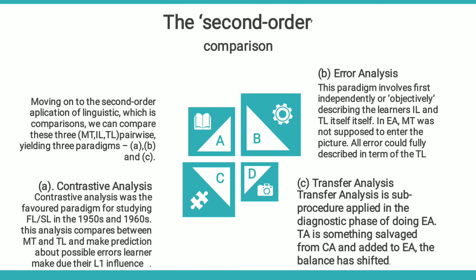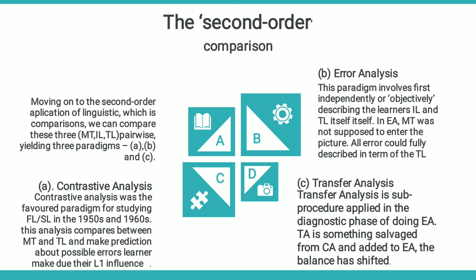The second order is comparison. Moving on to the second order application of linguistics, which is comparison, we can compare the 3, mother tongue, interlanguage, and target language, pairwise, yielding 3 paradigms A, B, and C. A, contrastive analysis, was the favorite paradigm for studying foreign language or second language in the 1950s and 1960s. This analysis compares the mother tongue and the target language and makes predictions about possible errors learners make due to their first language influence.